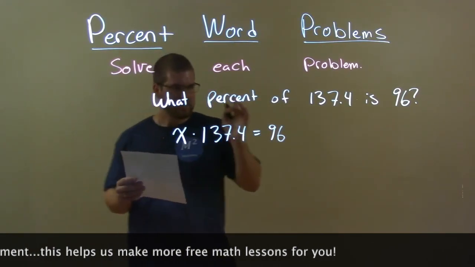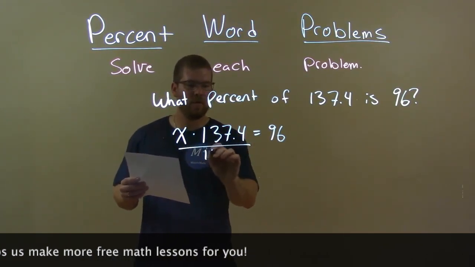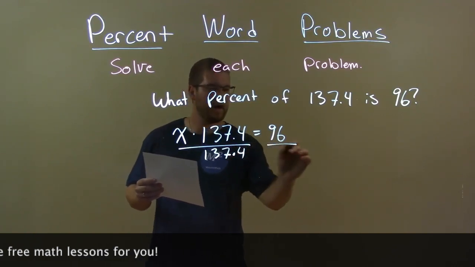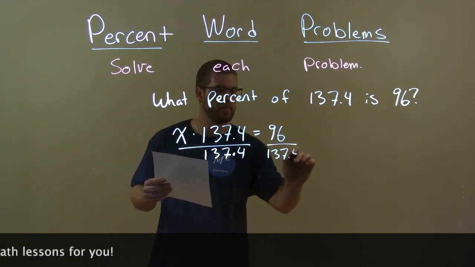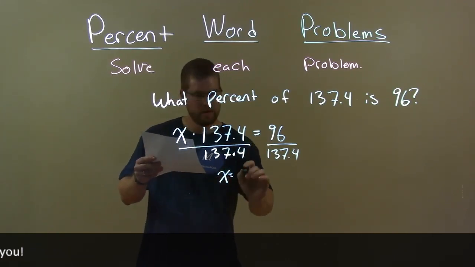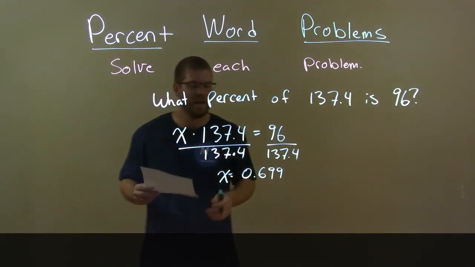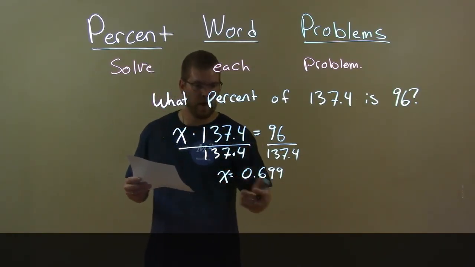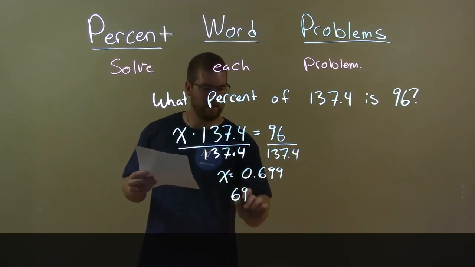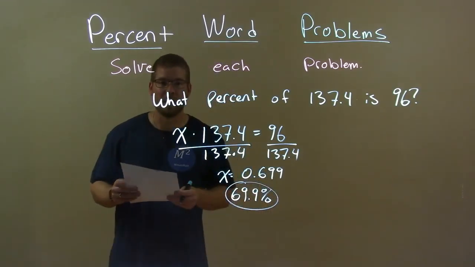Well, first thing here, opposite of multiplication, division. Divide by 137.4 to both sides. And I'm left with x equals 0.699. Now we have to write that as a percent. We have to find the percent here, and that converts to 69.9%, and there is my final answer.